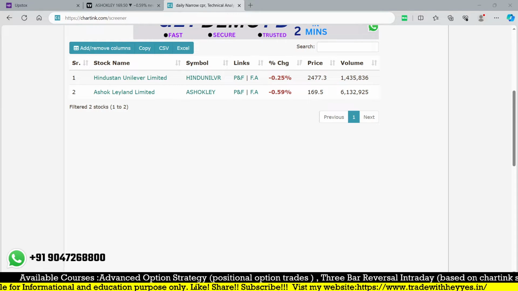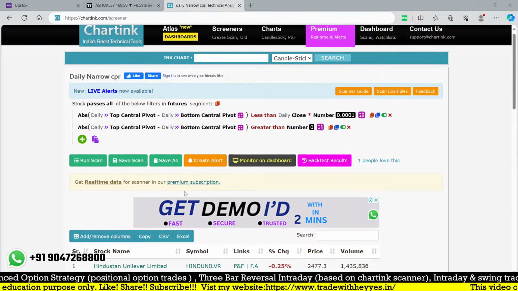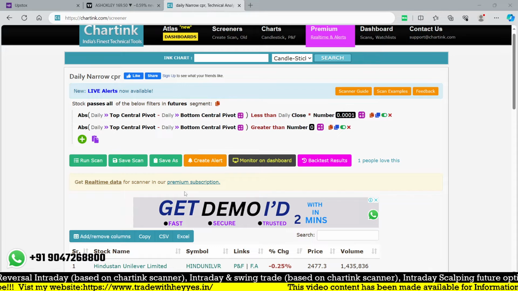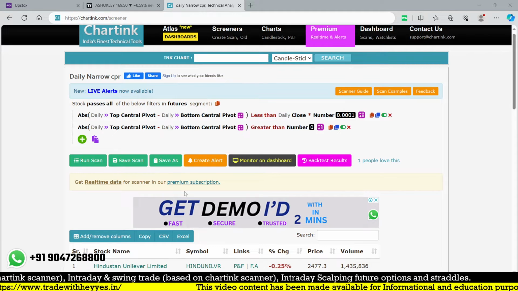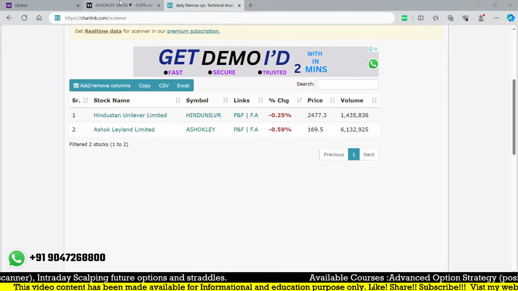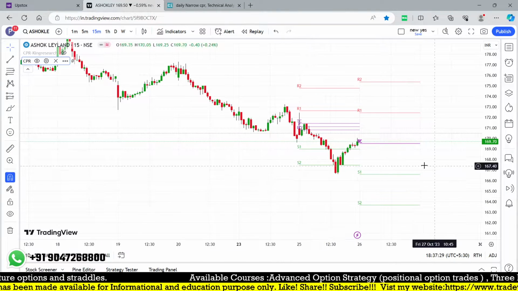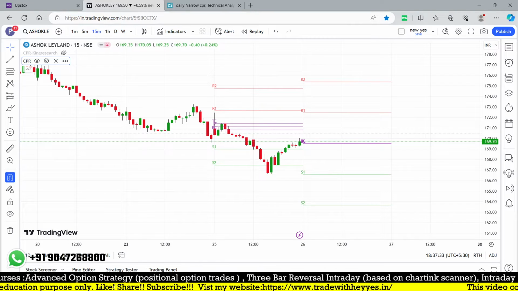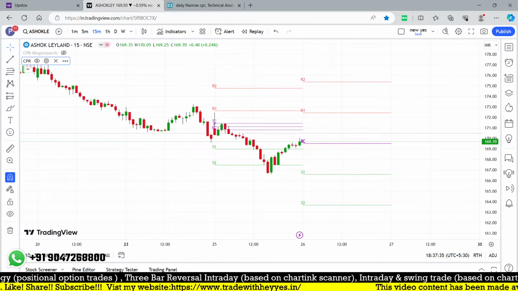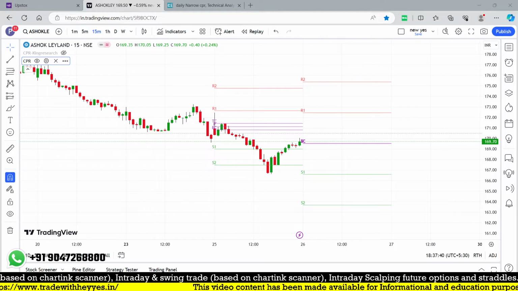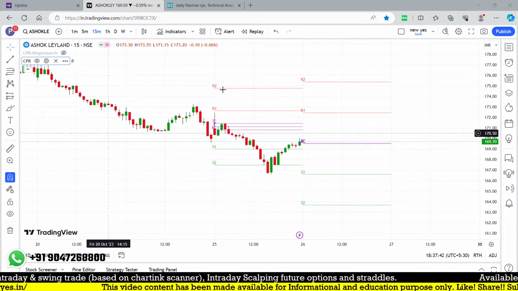Based on our scanner, we find the CPR with a very tight range. We are using the close times 0.001, so a very tight range. Let me first check that the scanner is working. I have added Ashok Leyland. You can look at this TCPC, everything merged together and forming a very tight CPR range. Okay, so that is the narrow CPR which you are looking for.